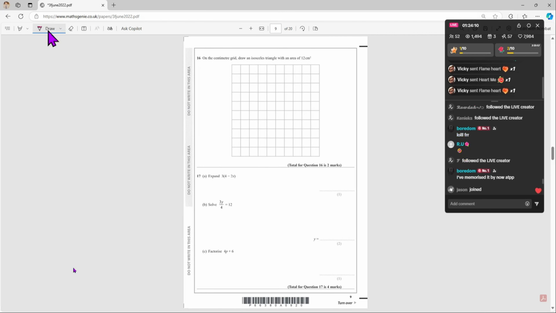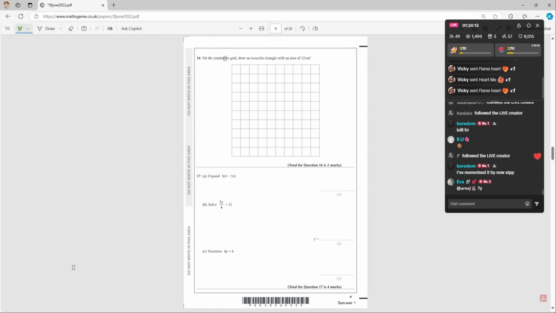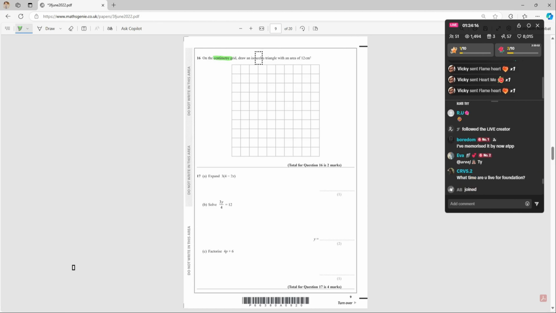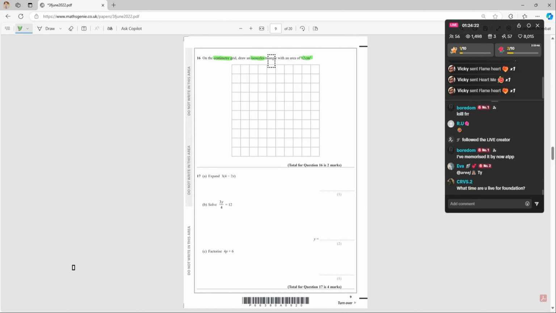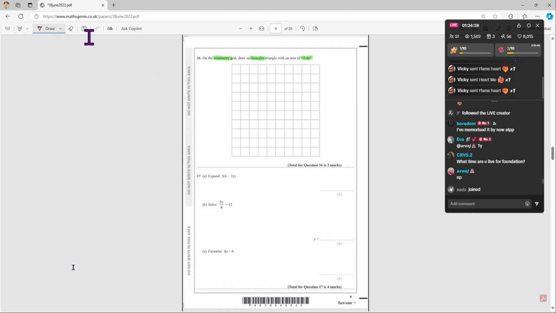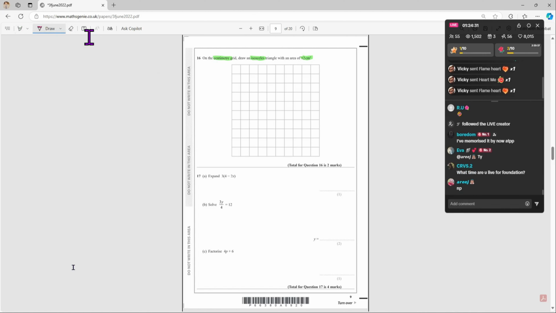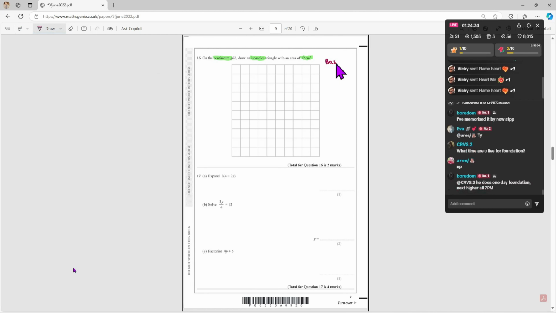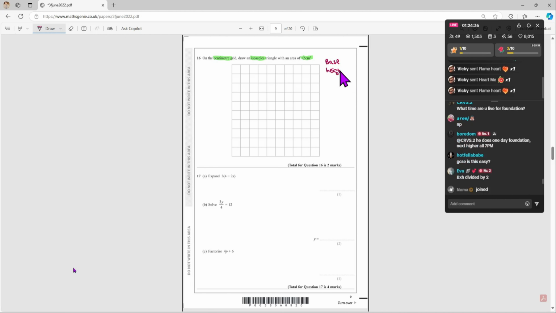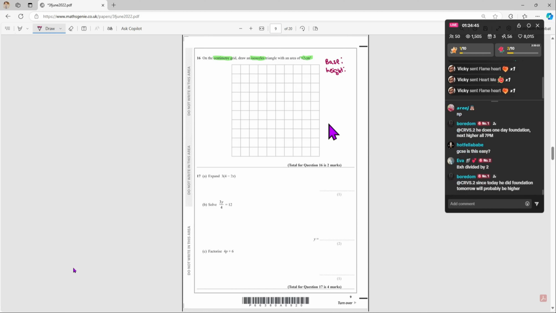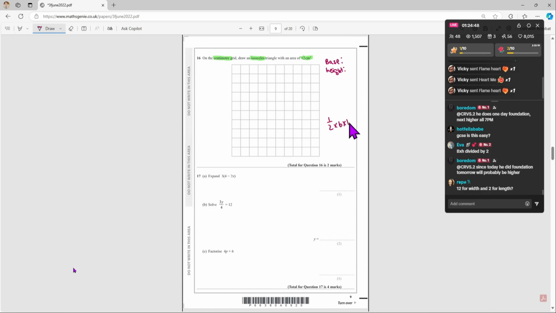So we have a centimeter grid. I have drawn an isosceles triangle with an area of 12 centimeters squared. We have to draw an isosceles triangle. To draw this isosceles triangle, first of all you need to work out what its base is and what its perpendicular height is. You need to work out these two things. We know that the formula to work out the area of a triangle is half times base times height. That is our formula.